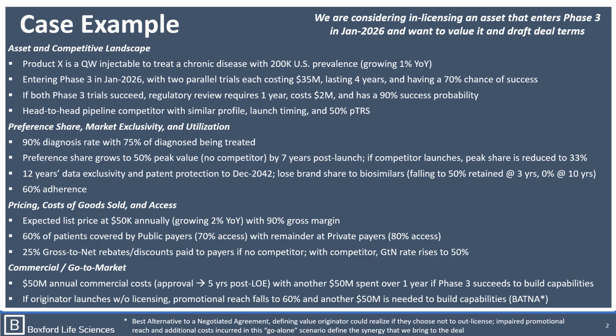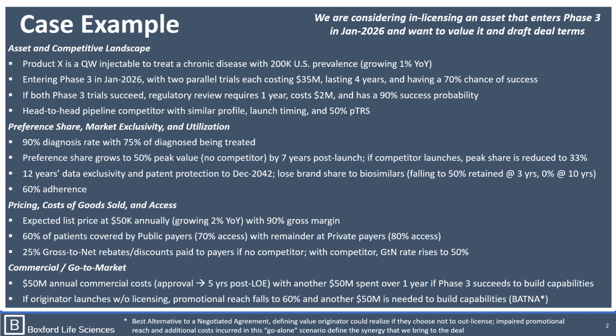We have a phase 3 program with 2 parallel trials, each with the specified cost, duration, and chance of success. If both those succeed, we move to regulatory review that carries with it additional time, cost, and risk. And if that's successful, then we're approved and we can start to get sales of the drug. In addition to our own development, we're going to be modeling here a head-to-head pipeline competitor that's going to launch at the same time and has a 50% chance of approval.